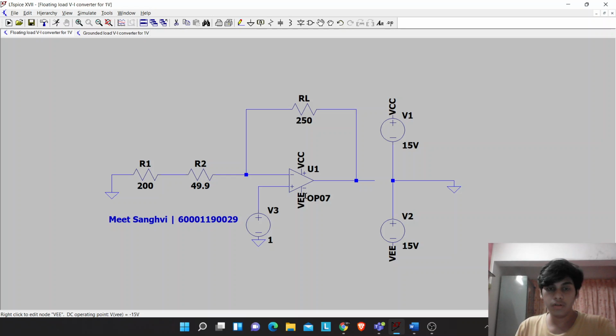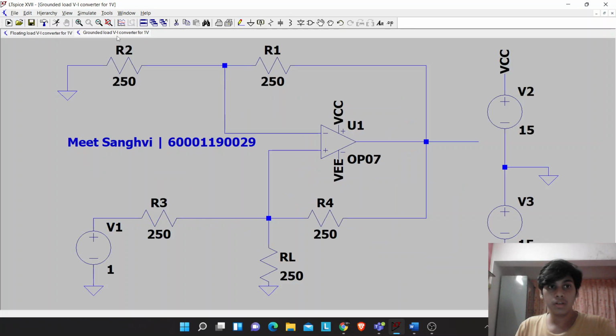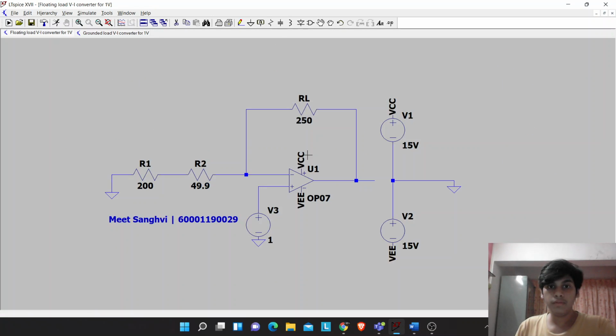one which has a floating load and one which has a grounded load. The difference between the grounded load and the floating load is that in the grounded load, the load resistance RL is connected to ground, and in the floating load the load resistance is not connected to ground. So that is the basic difference between grounded and floating load.